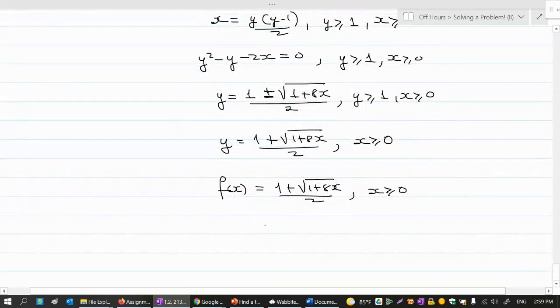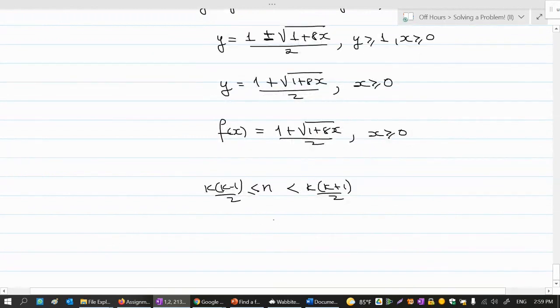Now, going back to the inequality that we had before, whenever n is greater than k times (k minus 1) over 2, and this is less than k times (k plus 1) over 2, then we can rewrite this inequality in terms of the function g that we introduced. You can see that the left side can be expressed as g of k, and the rightmost side in this inequality can be replaced by g of k plus 1.